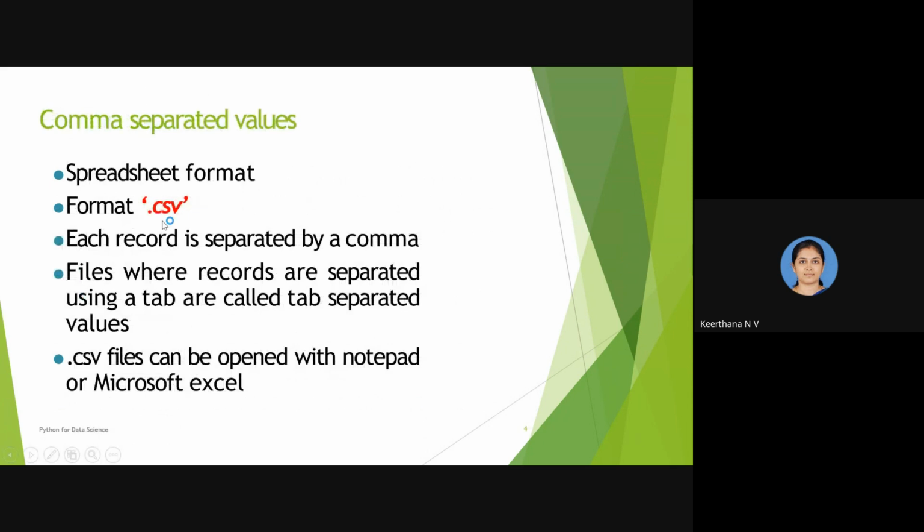The first thing is the CSV format, which means comma separated values. Here the file will look like an Excel file only. You can open this CSV file in Excel also. Each and every data value in a data set is separated by a comma. That's why this format is specified as comma separated values. It can be opened in Notepad or in Excel also.